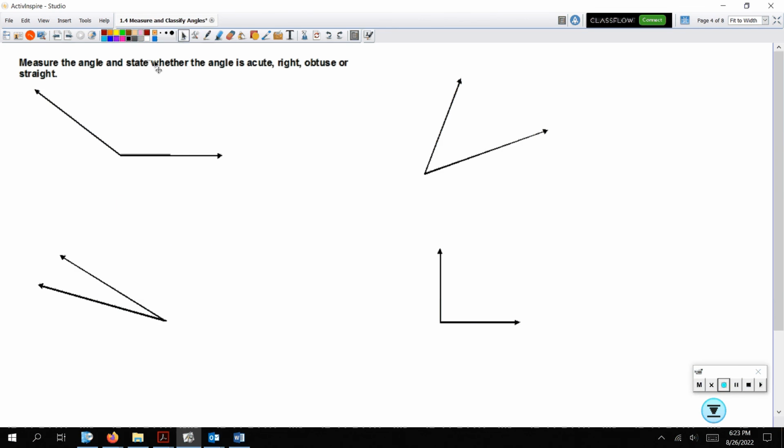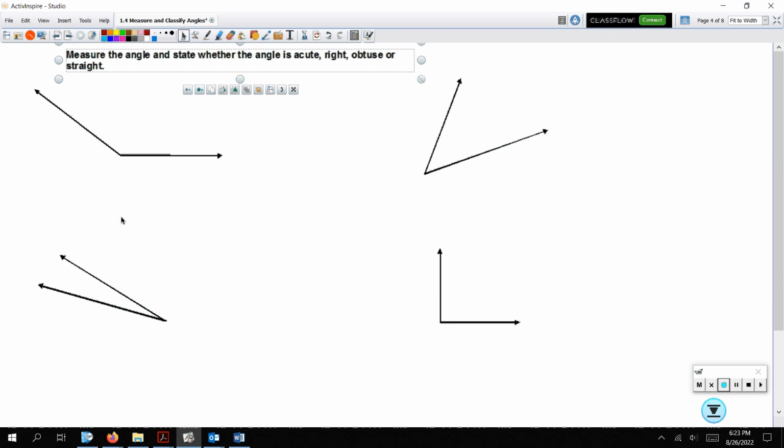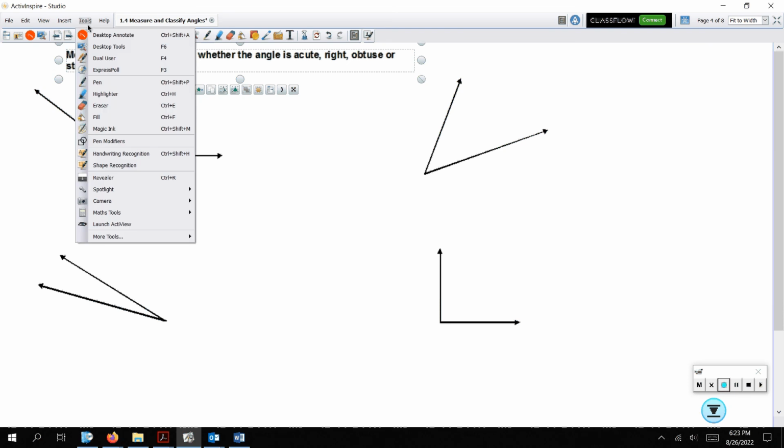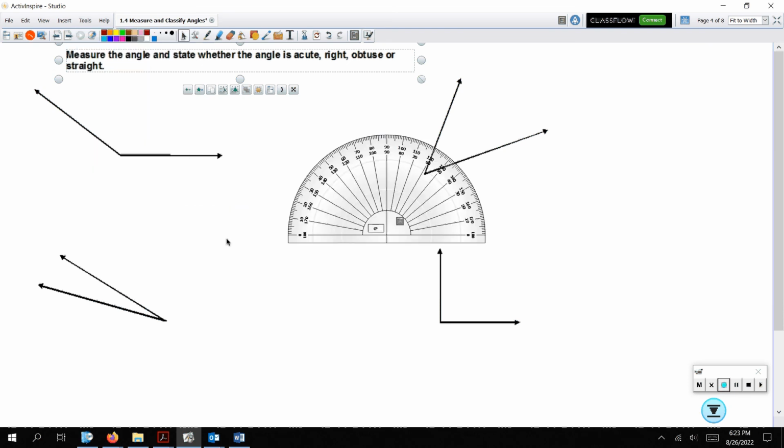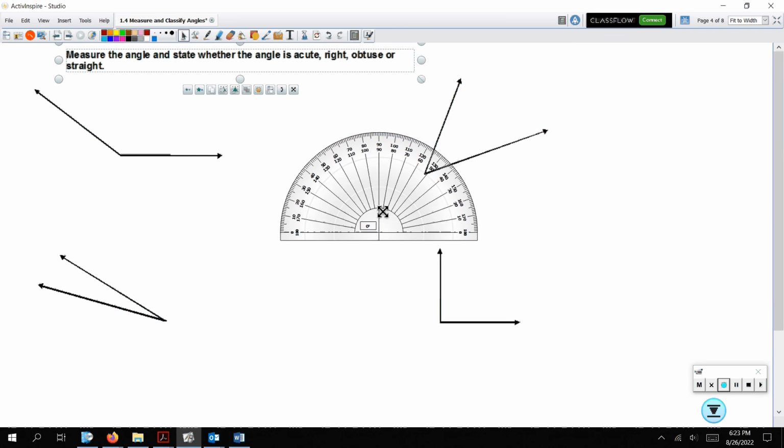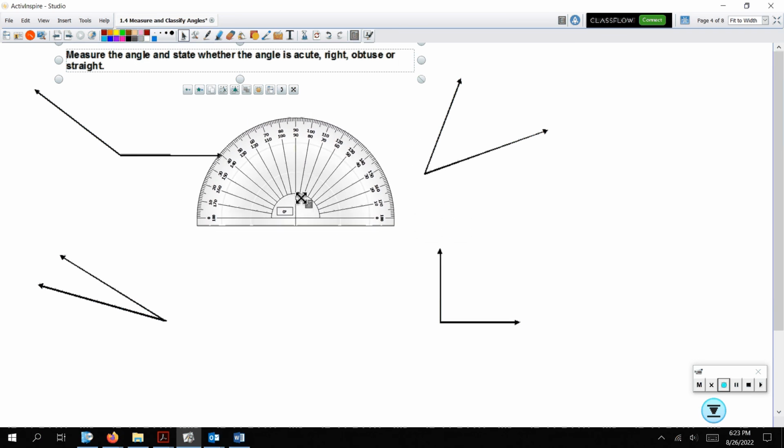Let's see. First off, let me move this over because you can't see what's going on. All right, I'm going to get my math tool, my protractor. Bear with me, I'm not the best with this. The thing about a protractor is, do you see this part right here? You want that to line up with this vertex right there, and you want this to line up exactly with one of the rays of your angle.